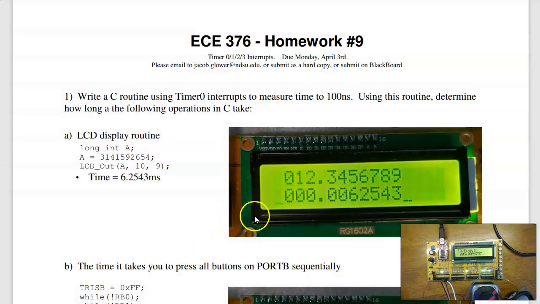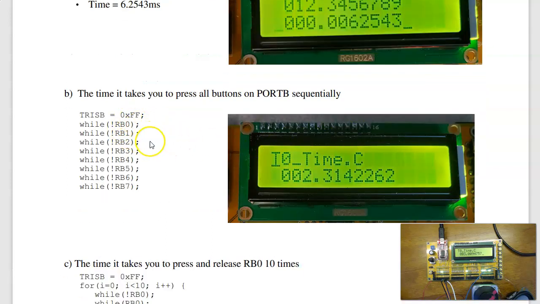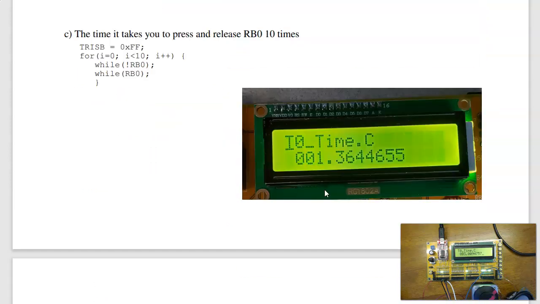Okay, so with timer 0, you can measure time insanely accurately. For example, if I want to measure how long LCD out takes, what I'll do is I'll measure the time before I call the routine, measure the time after, take the difference in time, and that tells me that the LCD out takes 6.2543 seconds. Hitting all 8 buttons sequentially varies. This time it took me 2.3142262 seconds. Or it hit RB0 10 times, 1, 2, 3, 4, 5, 6, 7, 8, 9, 10, 1.364465 seconds. So that's the neat thing about timer 0. With timer 0, I can measure time insanely accurately.